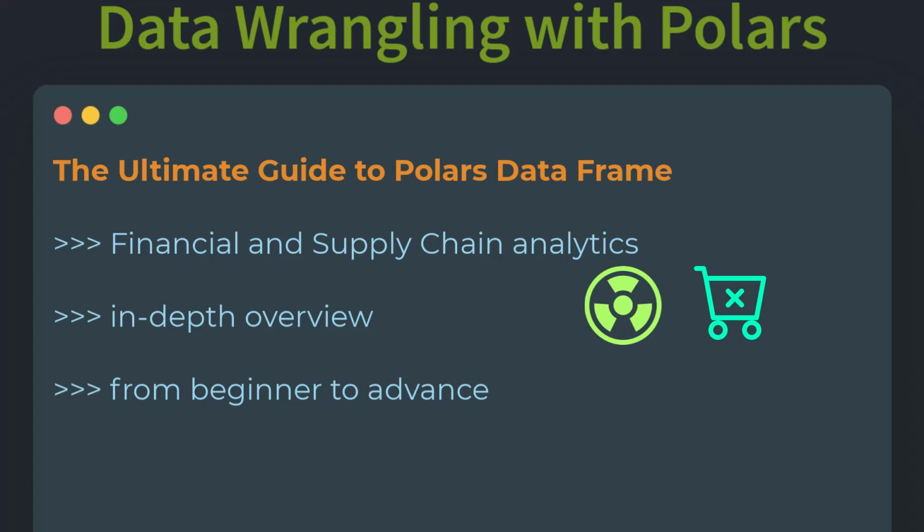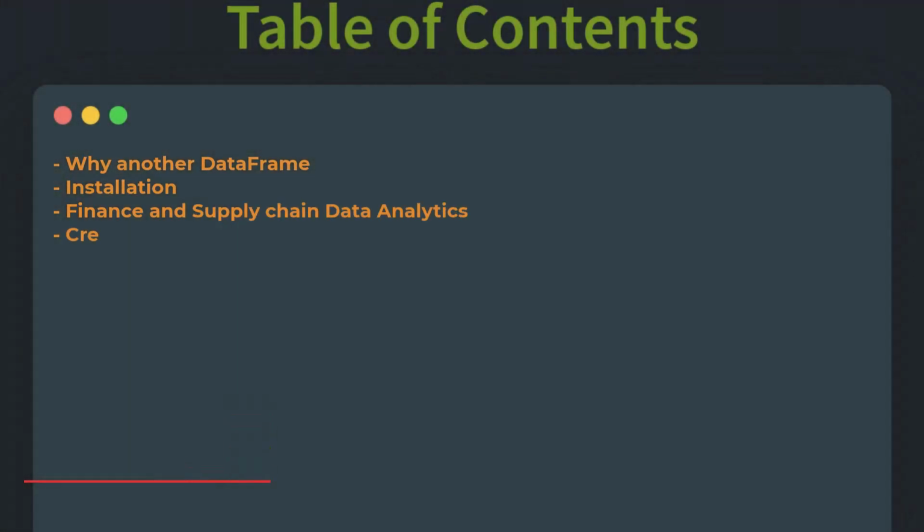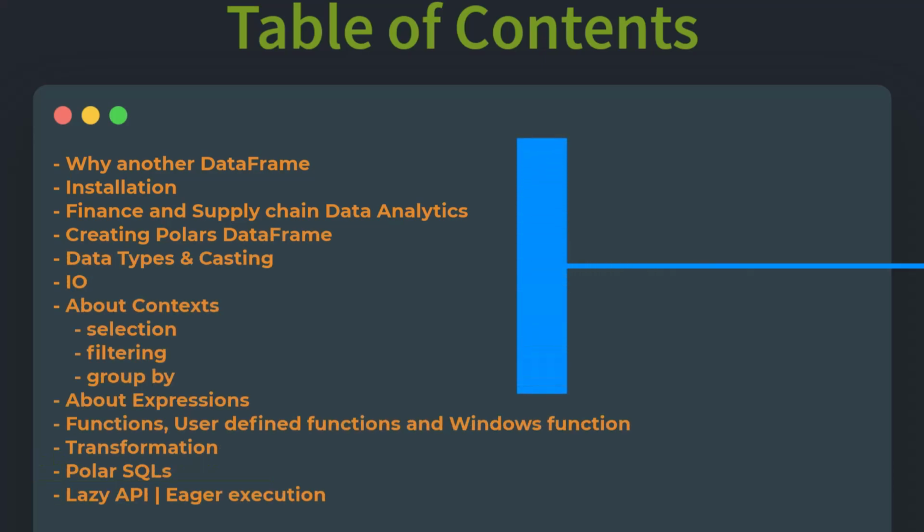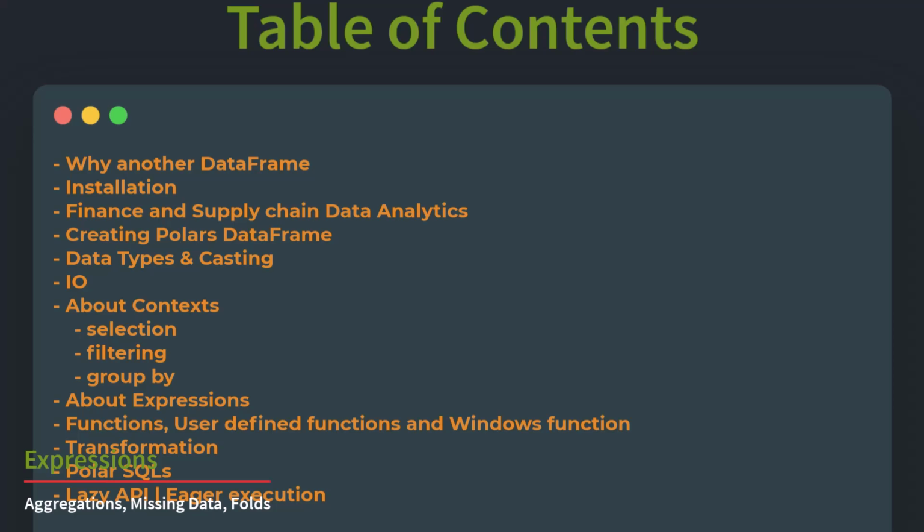Using Rust Polars DataFrame to work with finance and supply chain data analytics. In the first few videos we learned about Polars DataFrame and we created some dummy data for finance and supply chain. We also learned about data types, IO, context and expression. In today's video we are going to cover three important topics on expression: missing data, faults and aggregation. And in the following video, we'll learn about functions and transformations.